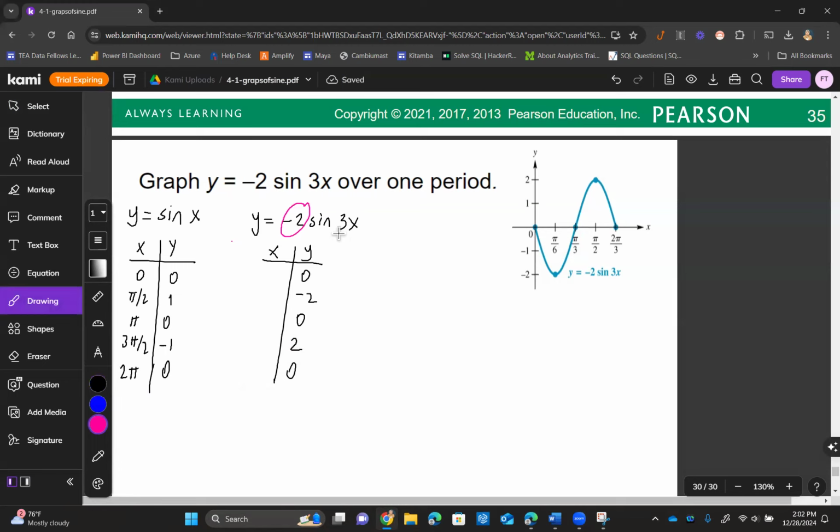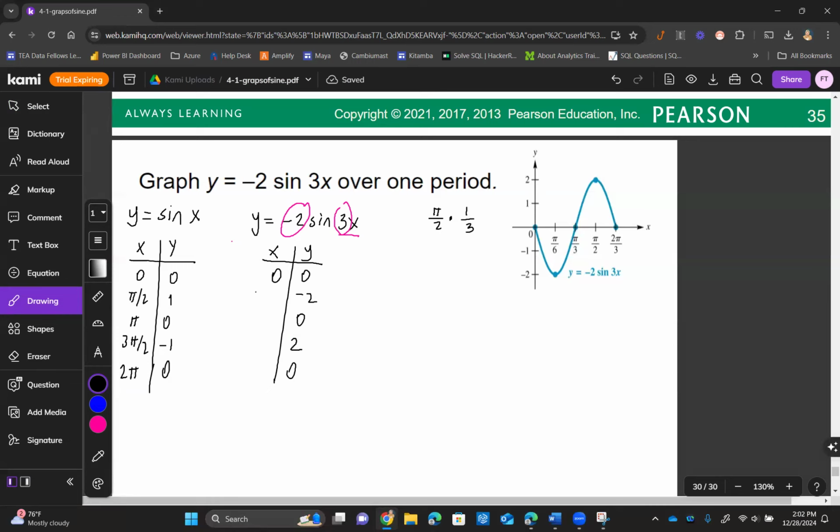However, there's one more thing that I have to think about. It's no longer just 1x. It is 3x. So these 5 critical angles, all of them must be divided by 3 because our period is going to change. So I'm going to have to divide 0 by 3. 0 divided by 3 is just a 0. Next, pi over 2 needs to be divided by 3.